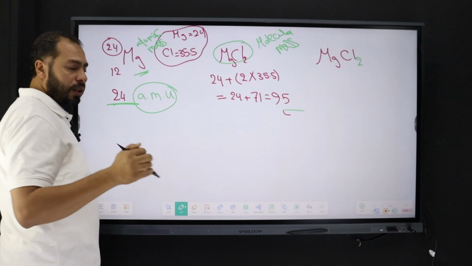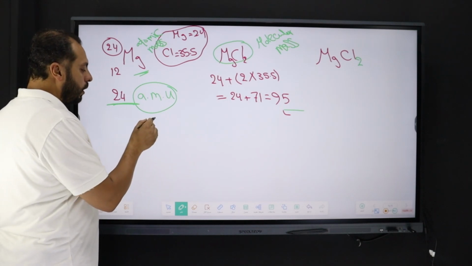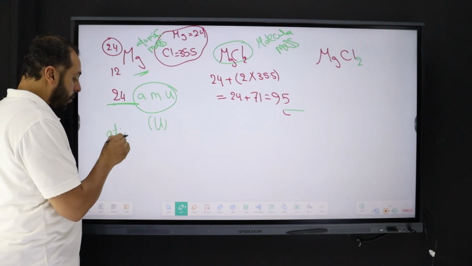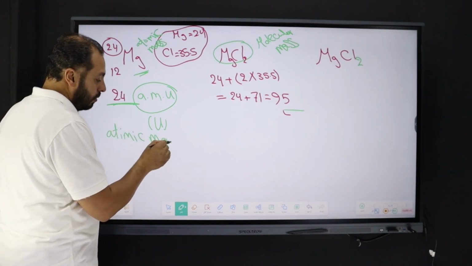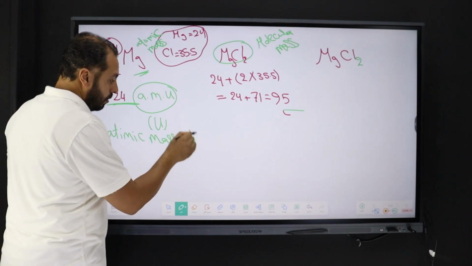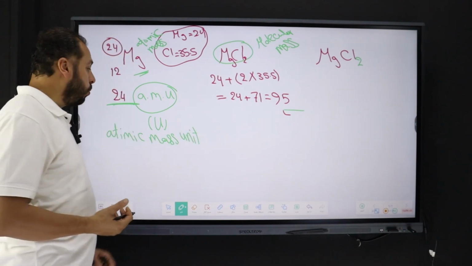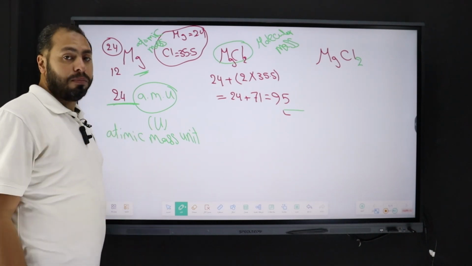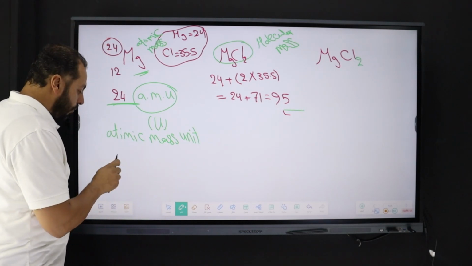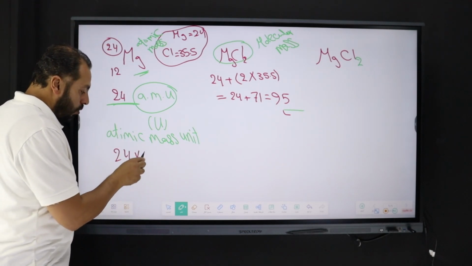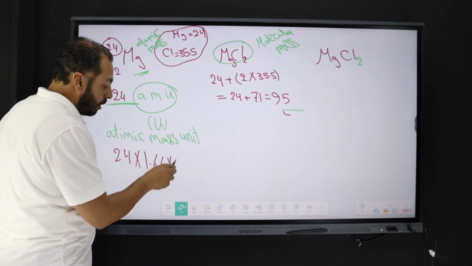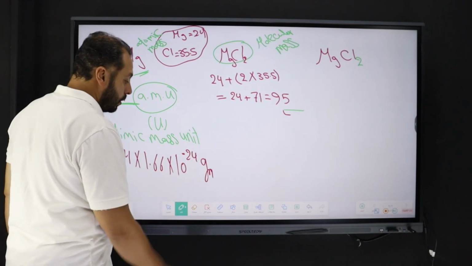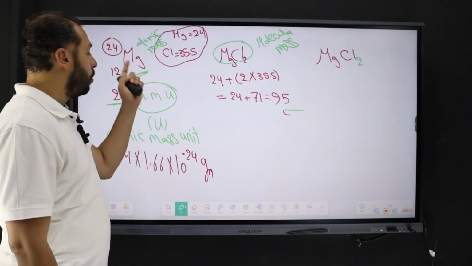And these three letters are abbreviated in only one letter, that is U. What is meant by U? It's called atomic mass unit. If I want to know 24 atomic mass unit equal how many grams? Equal 24 times 1.66 times 10 power negative 24 gram. So this is the mass of only one atom of magnesium.